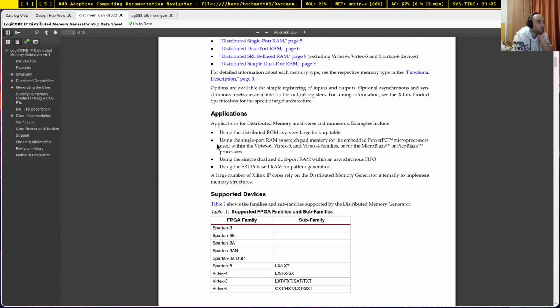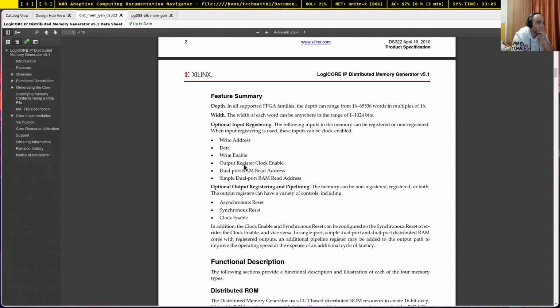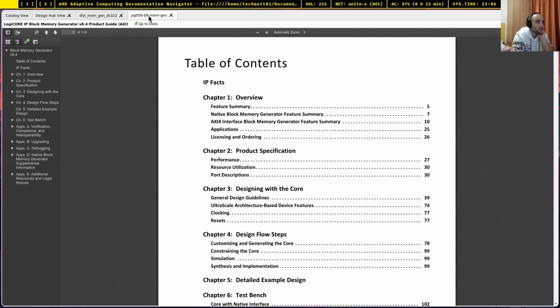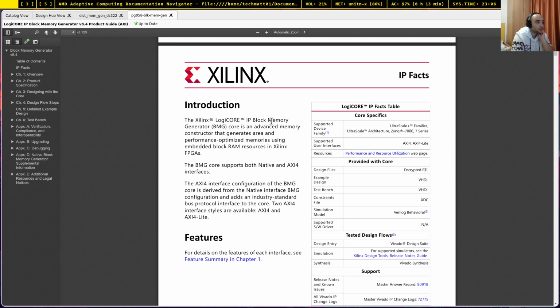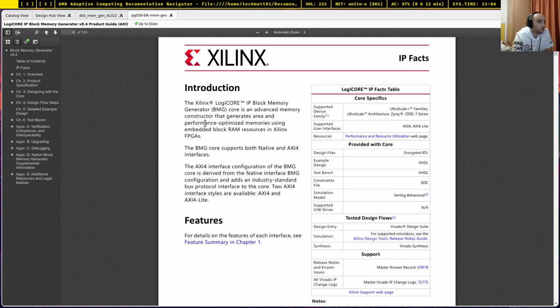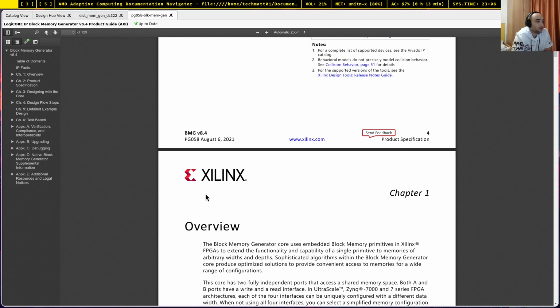Very large lookup table. Scratchpad memory. Depth. In all support FPGA families, the depth can range from 16 to 65,000 words. Okay. And here, for the block memory, performance optimized memories. Okay, so probably this is faster and supports the AXI interface, which is cool.